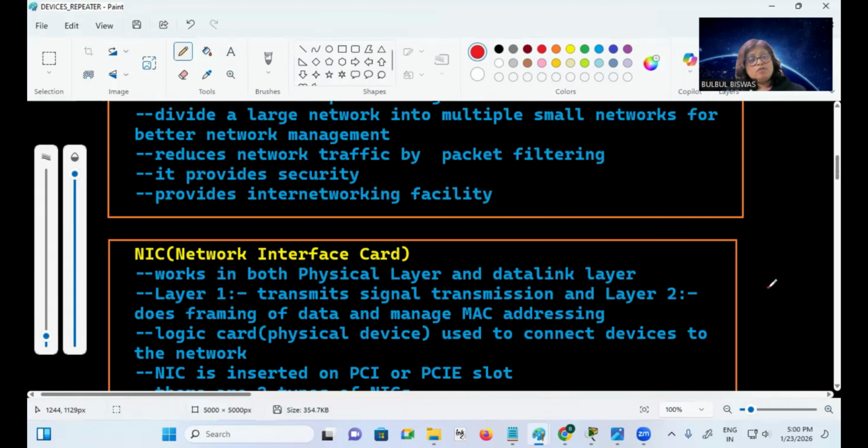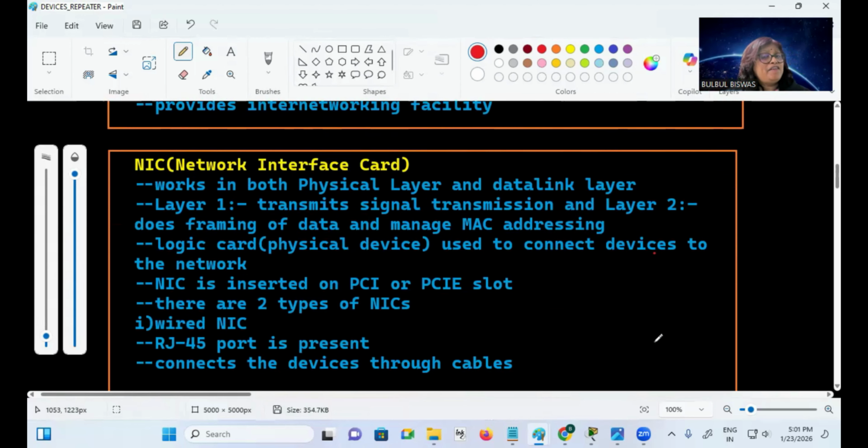Sometimes we can add an external card also, a network interface card. It is a physical device we can purchase from the market, and we can insert this card either in the PCI slot or in the PCIe slot. On that card also we can connect our network. Fine, everyone. So that means we can get this network interface card either inbuilt on the motherboard, or we can purchase it separately and connect it to the PCI or PCIe slot.